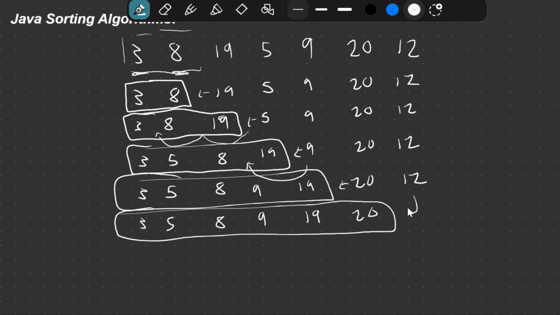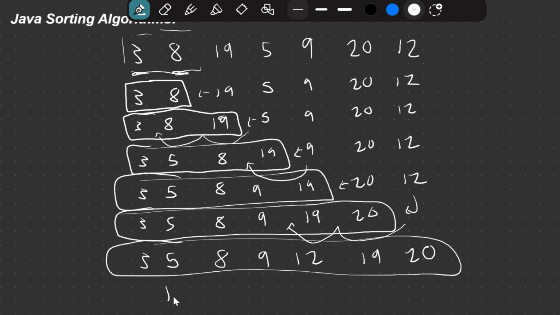And finally, we're adding in 12. So 12 will fit in right here. So the final array will be 3, 5, 8, 9, 12, 19, 20. And that's the sorted array using insertion sort, which, similar to selection sort, had a big O notation of n squared.